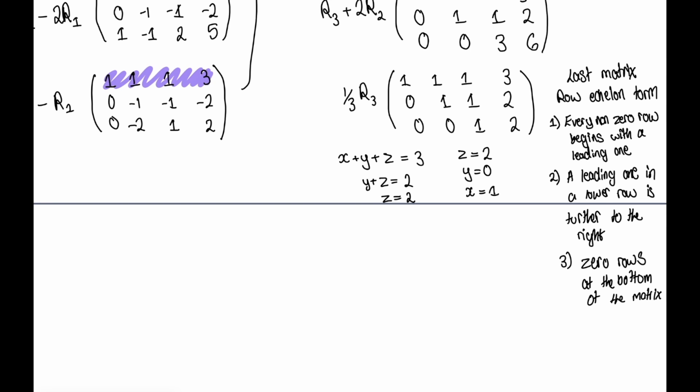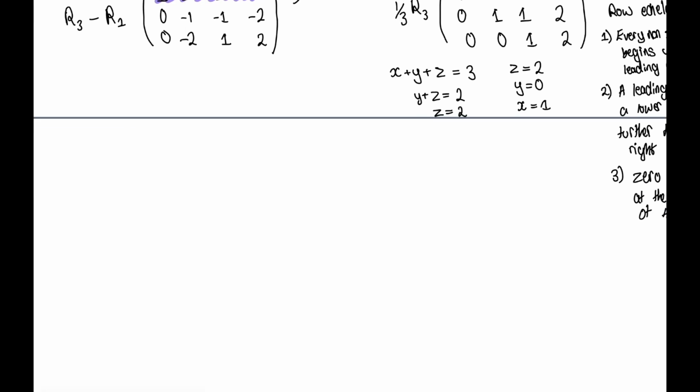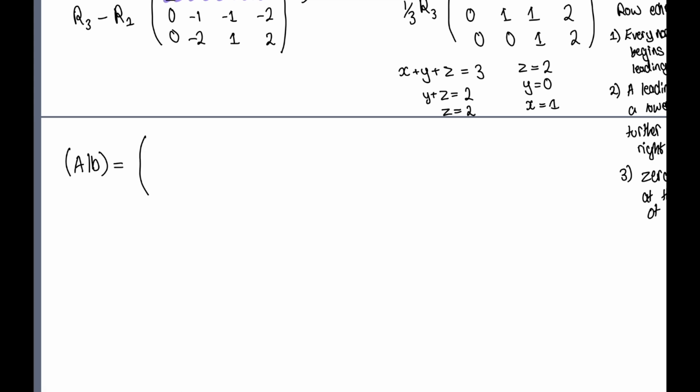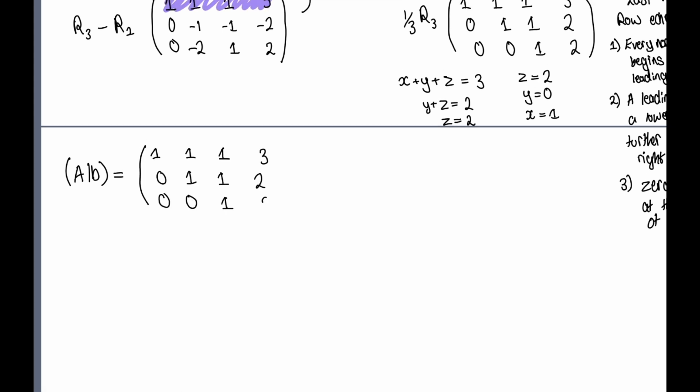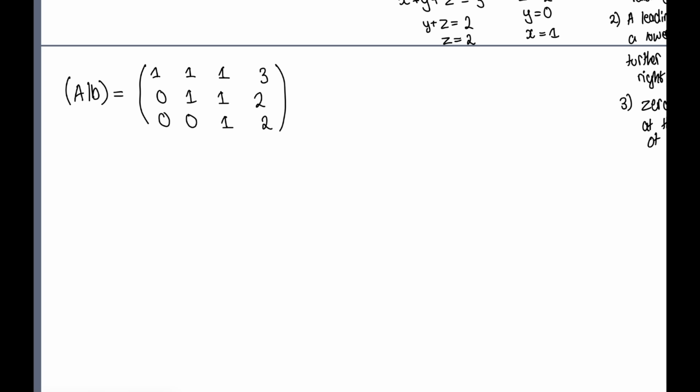In order to do that, we must begin with the last row and add suitable multiples of it to each row above to get zeros above the leading ones. Let's write down our matrix. We start from the last row, and here's the leading one. We need to make this into a 0. To do that, we subtract row 3 from row 2. That gives us 1, 1, 1, 3, 0, 1, 0, 0, and then 0, 0, 1, 2.